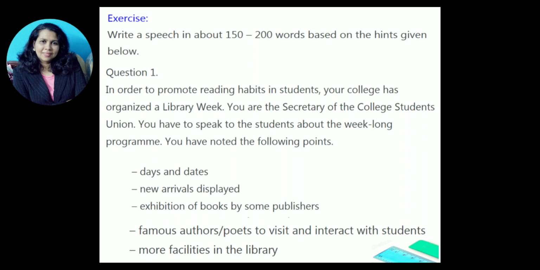So it is about, at a glance itself we can understand that it is the speech you have to write about the reading, that your college organize a library week. So you are the secretary of the college students union, and you have to speak to the students the week-long program. So to your friends, but at the same time you are holding a position of the secretary, so you have to be a bit formal too. So these are the 5 points to be mentioned: days and dates, new arrivals, exhibition of books, famous authors, more facilities. So let us see your speech writing.